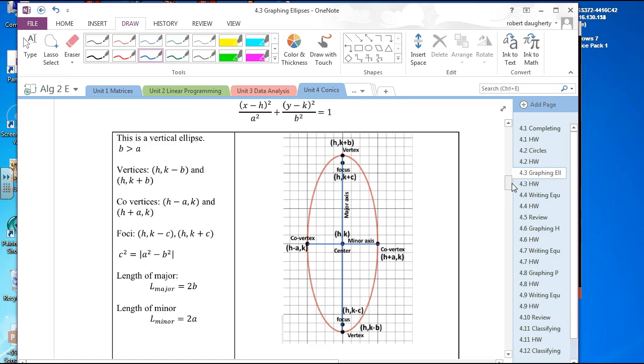So if you look at it, if this is (h, k), this is h and then k plus b. That's where I get this from. And then over here, the distance from here to here is a. So this is (h plus a, k). This is (h minus a, k) over here.